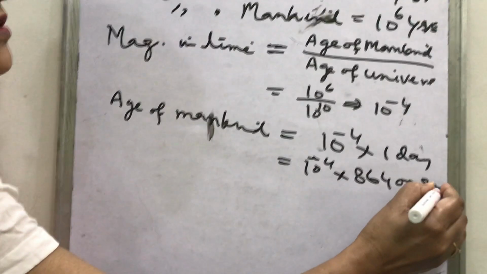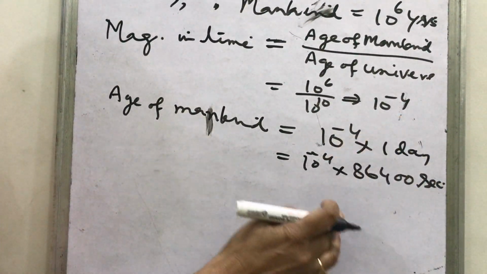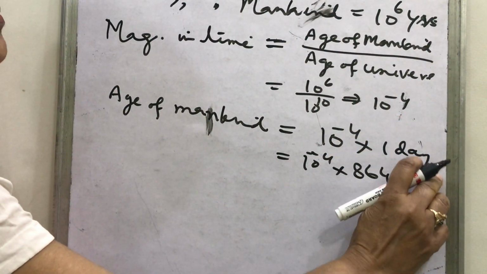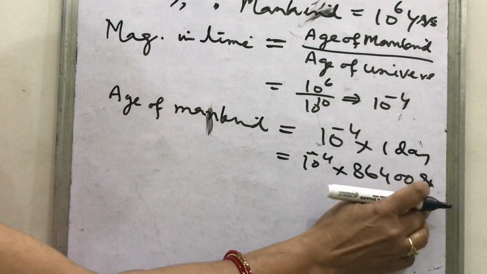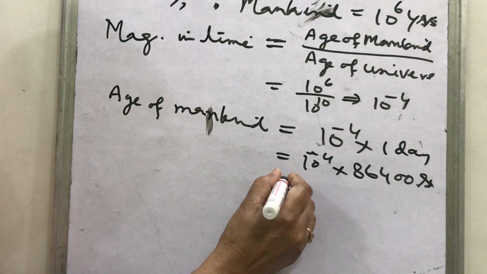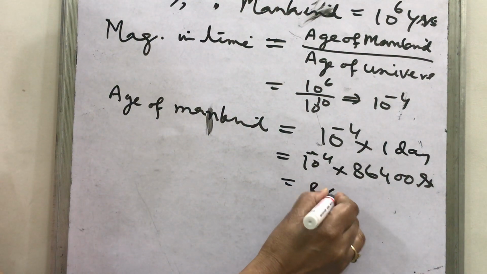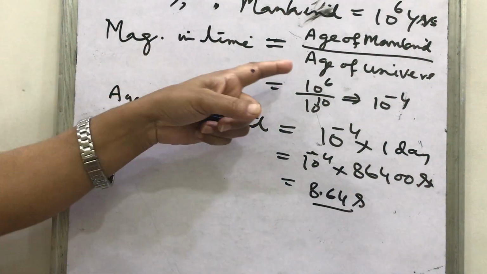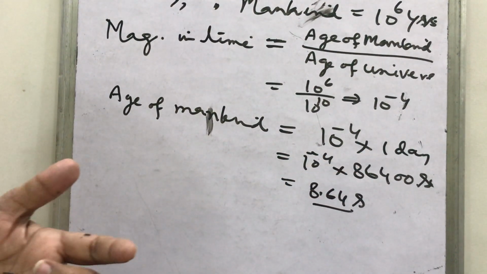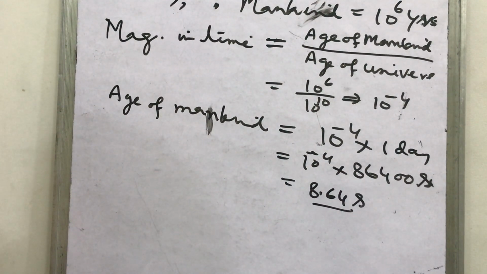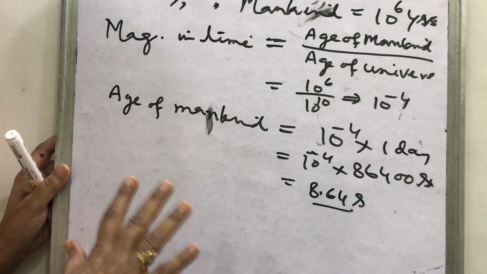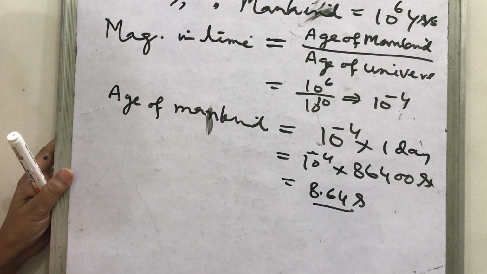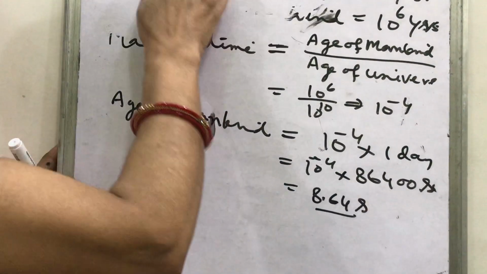86400 seconds. So you should know this, that 1 day is 86400 seconds. So 10 to the power minus 4 into 86400 is 8.64 seconds. So this is an interesting one: if the age of the universe is 1 day, then the age of mankind is 8.64 seconds. Let us start the dimensional analysis and a complete description of it.